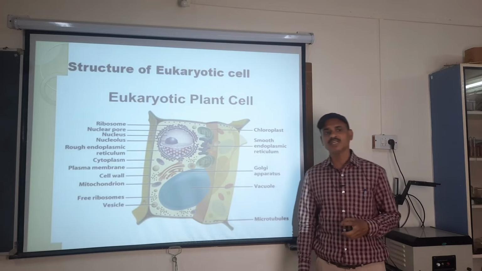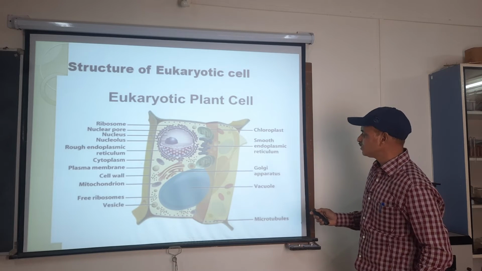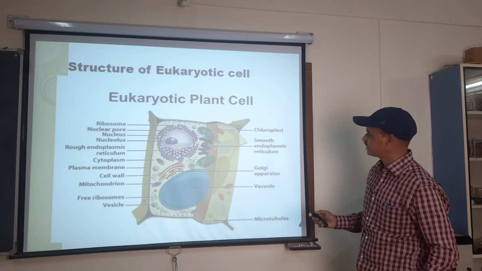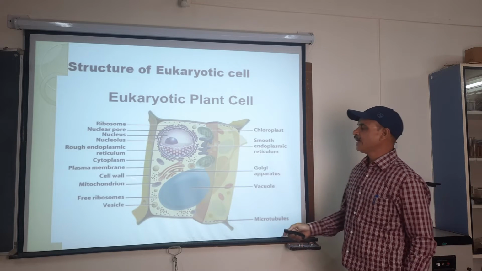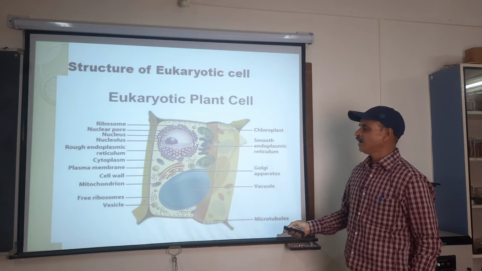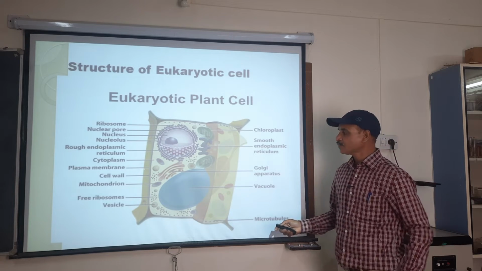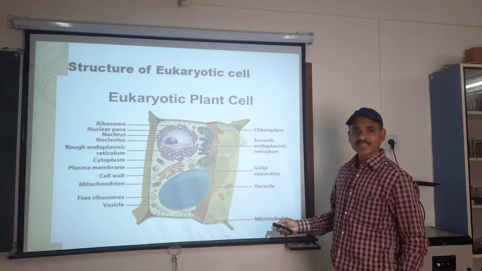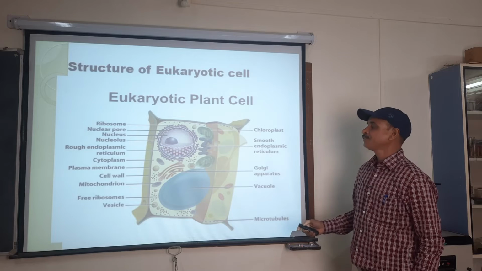Come to the structural aspect of the cell. We know the eukaryotic cell; first I am going to explain the eukaryotic plant cell, which consists of an outermost boundary known as the cell wall, and inside the cell wall is the thin membranous plasma membrane, and this plasma membrane forms the capsule in which the cytoplasm is bounded.